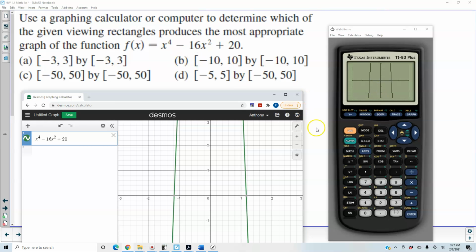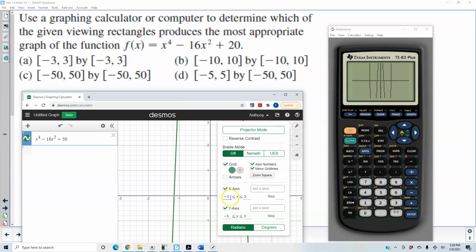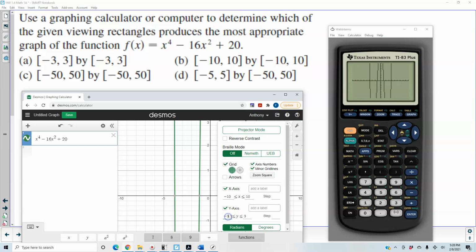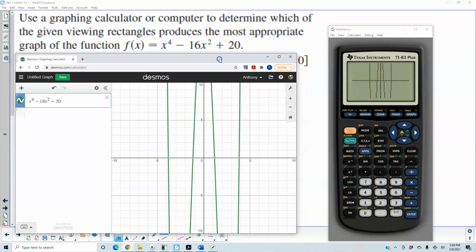Okay, now let's take a look at B. Let's change the window there. So it's going to go from negative 10 to positive 10, and then negative 10 to positive 10, and then let's graph. Okay, so there's our viewing window. Do the same thing on here. Negative 10 to positive 10, negative 10 to positive 10. And so therefore this is the graph that we're looking at for part B.